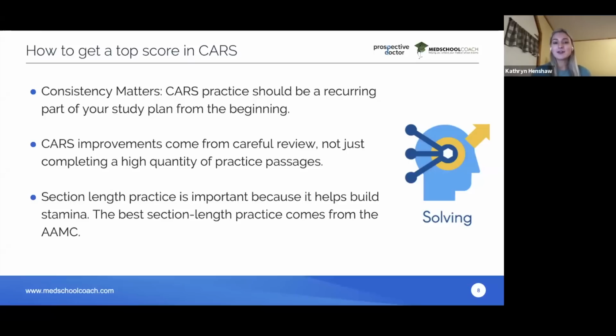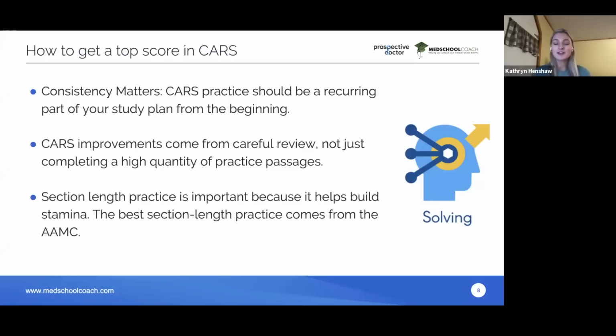And then finally, you need to incorporate some sort of section length practice. As Ken mentioned earlier, this is a very time crunch situation when you're doing these 9 passages in such a short amount of time. So doing this section length practice will get you used to that timing. So on test day, you feel very confident that you'll be able to complete the section in time. So setting off a day in the weekend, for example, where you do a full length CARS section is a great way to start working on this.